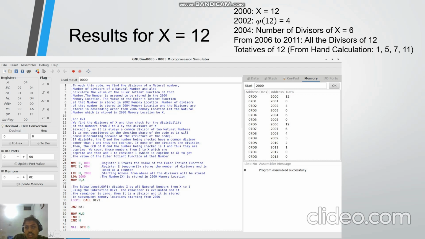here in the program. The number of divisors of x is equal to 6, you can see that, and from 2006 to 2011 all the divisors of 12 have been mentioned: 12, 6, 4, 3, 2, 1. Total 6 divisors, as has been written here.